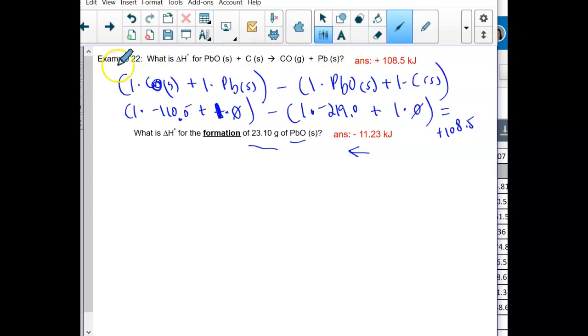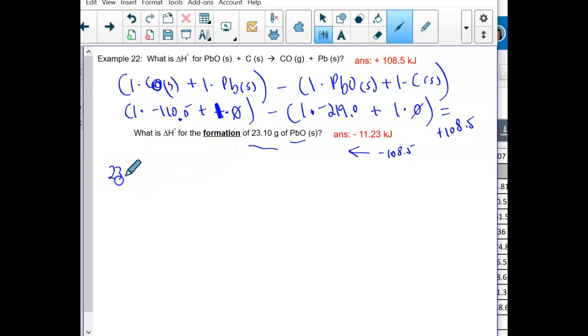I have to make the reaction go this way to form PbO, so that means it's going to end up being a negative 108.5, because I have to reverse the reaction to form PbO. If this said reaction of this many grams of PbO, then it would keep it positive. But it says formation, and this does not show PbO being formed. So in order to form PbO, I have to go the opposite direction, which means I flip the sign from positive to negative in this case.